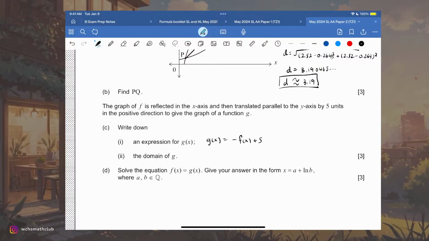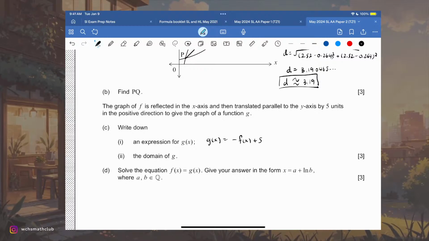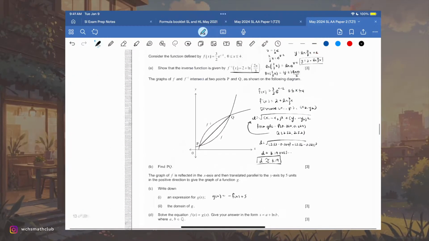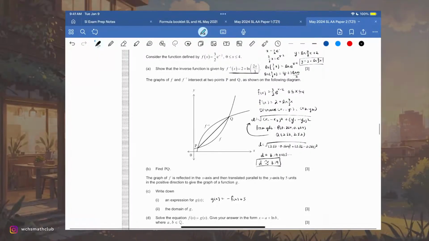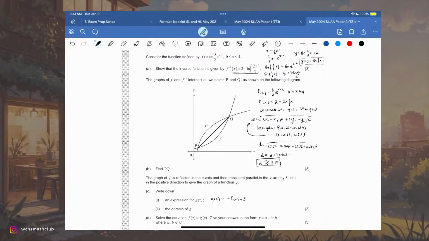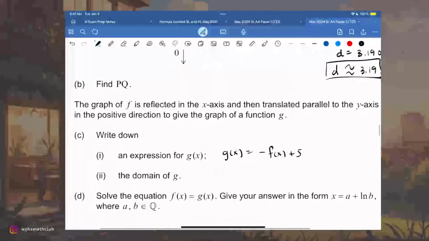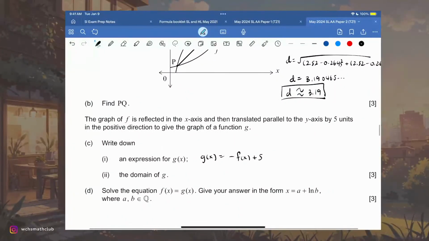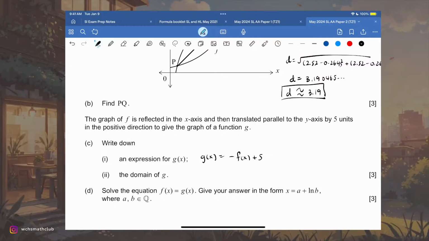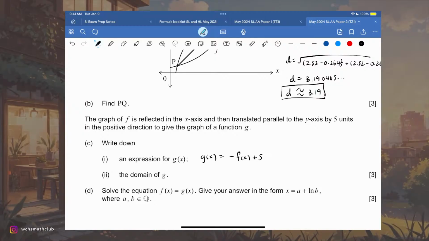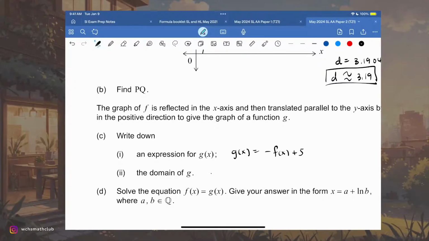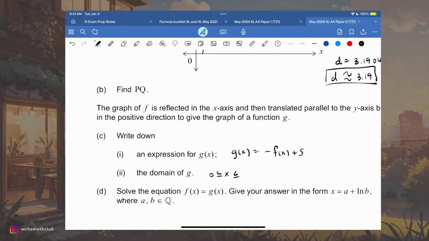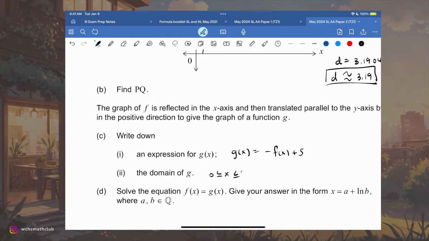And then looking at the second part of C, we're looking for the domain of g. However, we know from the original question that the domain of f(x) is 0 < x < 4. But because none of these transformations actually affected the domain, because reflecting in the x-axis only affects the y-coordinate and translating 5 up only affects the y-coordinate, the domain of g will actually still be 0 < x < 4.